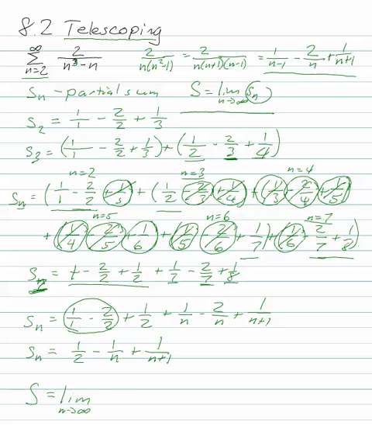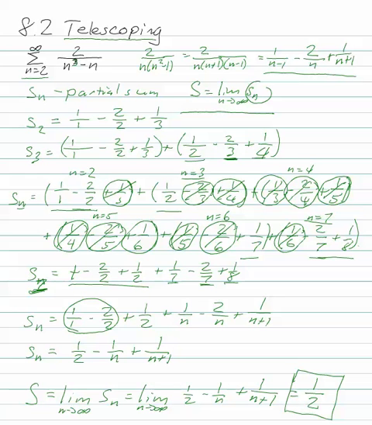So the limit as n goes to infinity of Sn, which is the limit as n goes to infinity of 1/2 minus 1 over n plus 1 over n plus 1. And as n increases, we see that both of those fractions on the right decrease to 0. So the final sum is 1/2. So adding up these partial sums will eventually cancel down until there's only a 1/2 left.